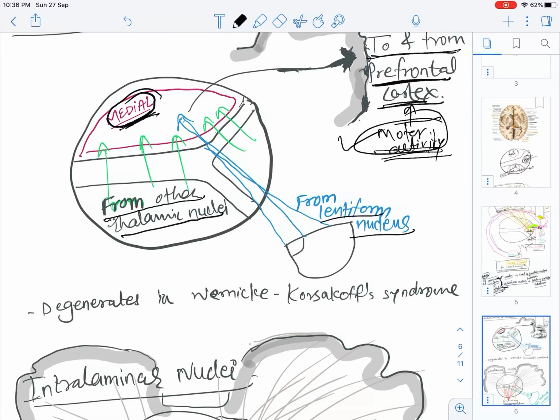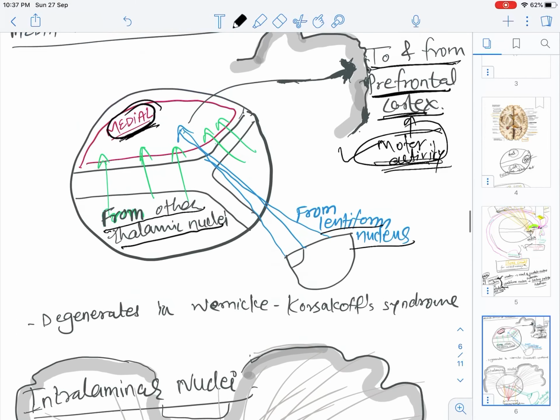Okay, so from lentiform nucleus, meaning one of the basal ganglia, it is receiving the fibers. So medial thalamic nuclei has connections from lentiform nucleus also. The main thing to remember about medial thalamic nuclei is it degenerates in Wernicke-Korsakoff syndrome, which is due to thiamine deficiency, and it is most common in alcoholics. In alcoholics thiamine deficiency is more common, so this syndrome results in degeneration of medial nuclei of thalamus.